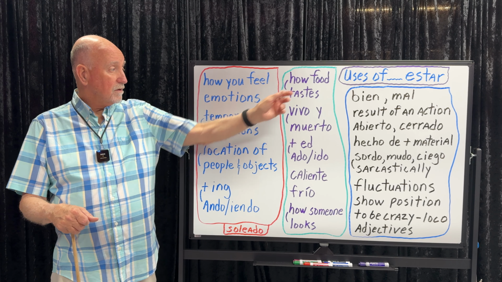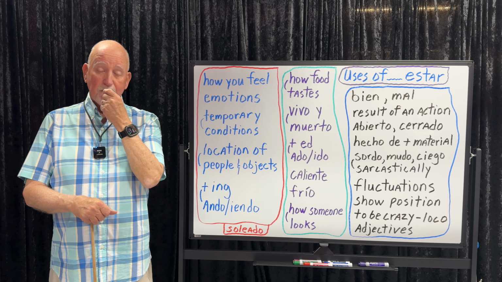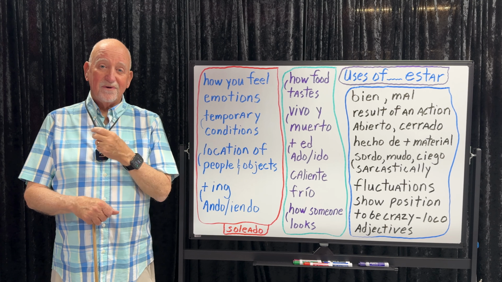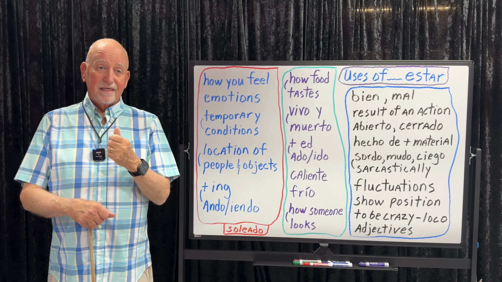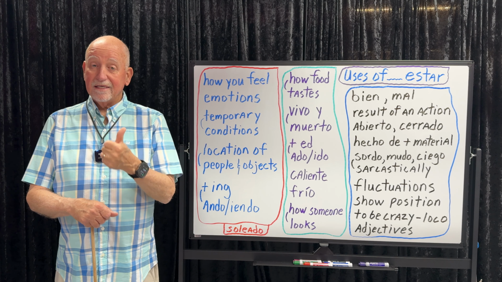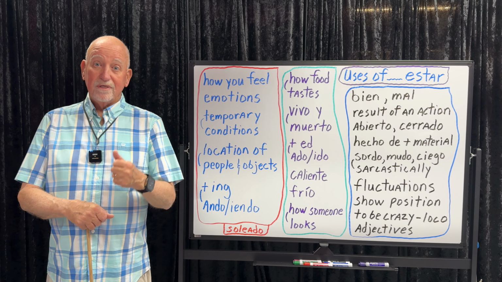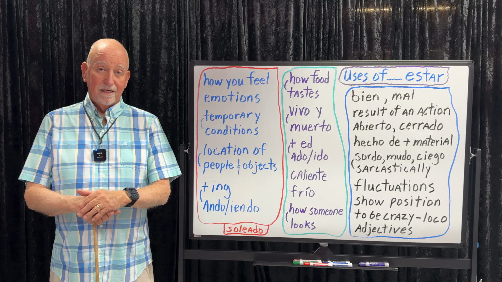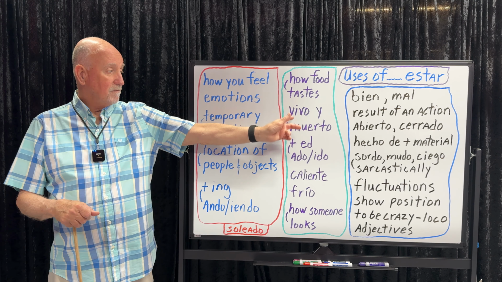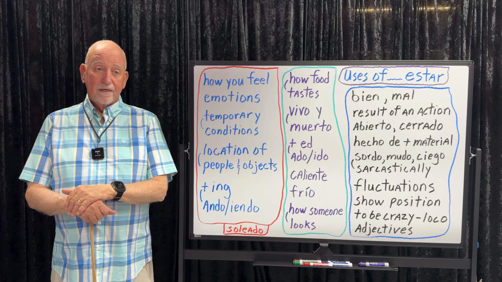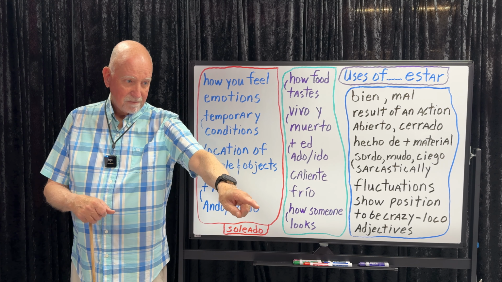Our second cluster, how food tastes. Está rico, está bueno, está picante, it's spicy. Está riquísimo, it's really tasty. Está muy sabroso, it's very tasty. ¿Verdad? How food tastes. Vivo and muerto, it's alive, está vivo.